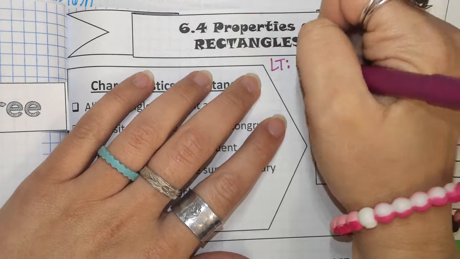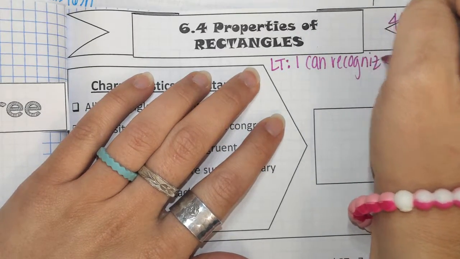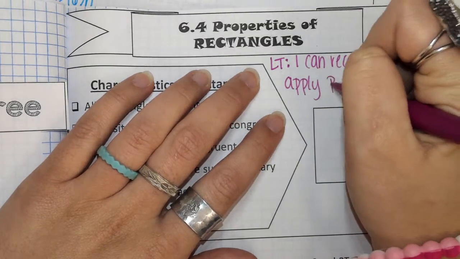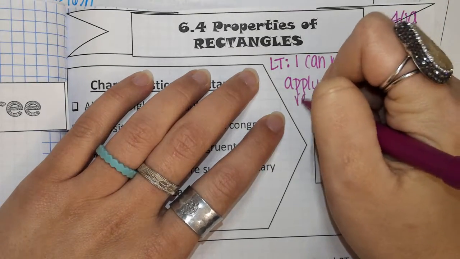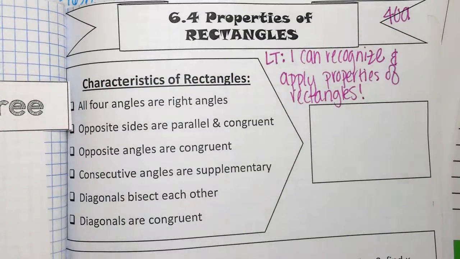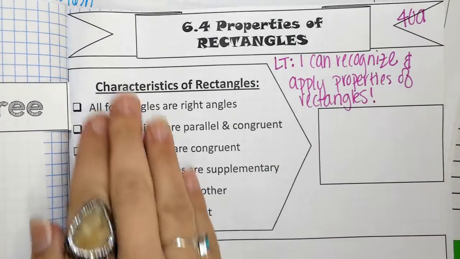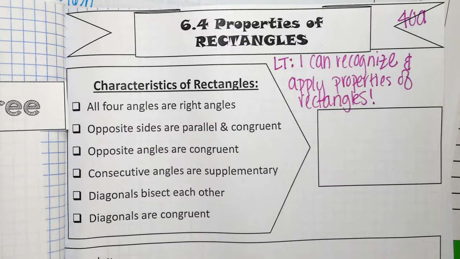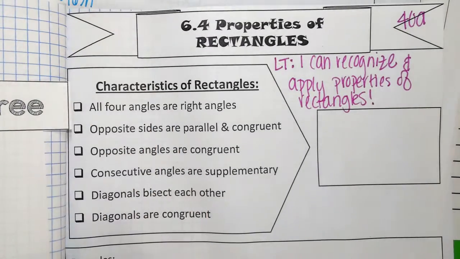Great. Alright, so today's learning target says, I can recognize and apply properties of rectangles. So this is our checklist for rectangles.